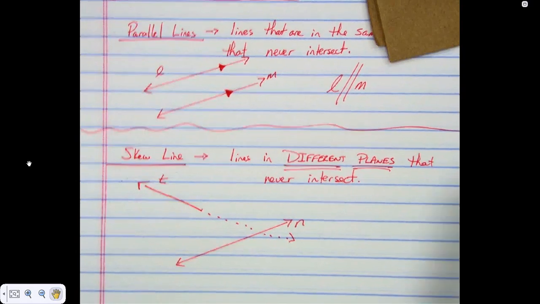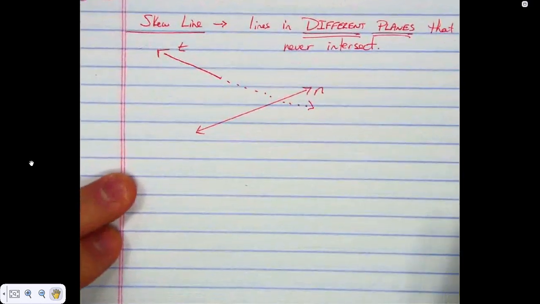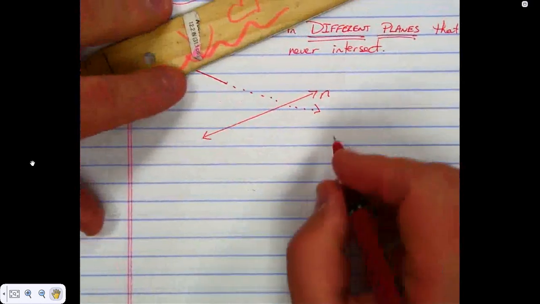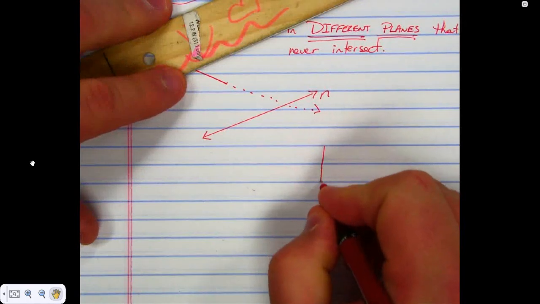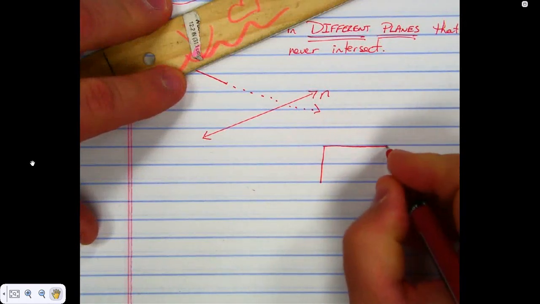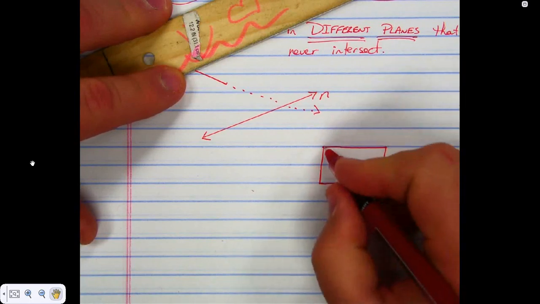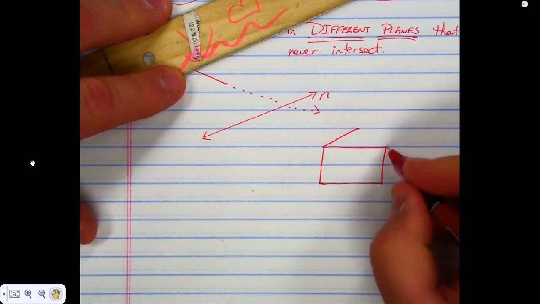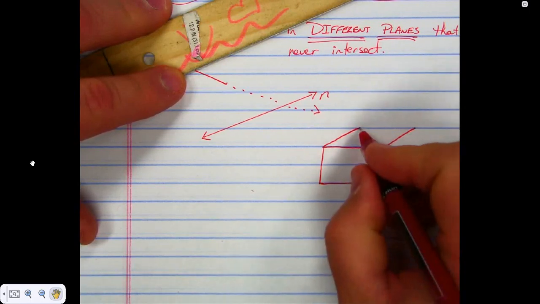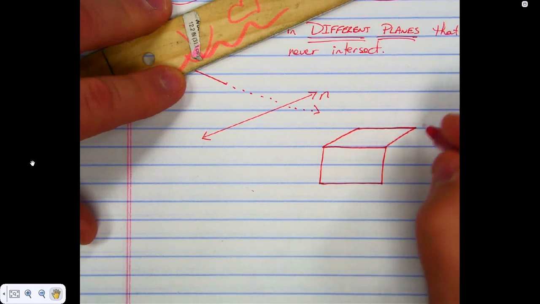Probably the easiest way to draw skew lines, or an example of skew lines, is to draw a three-dimensional figure. And here's the thing, when it's all said and done, also I am drawing a three-dimensional figure on what kind of space? Two-dimensional space. Right?